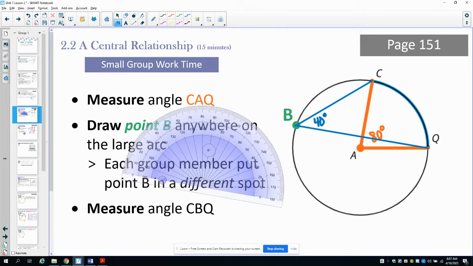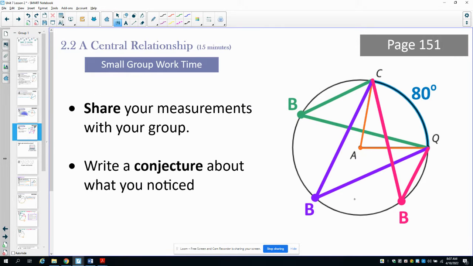It depends on where you drew your angle. If you're doing this at home, you obviously don't have a group that you're doing it with. But here are some different possibilities that could have happened. We had an 80-degree central angle, which meant that this arc was also 80 degrees. When B was drawn here, we get 40 degrees for this angle. When B was drawn here, we're getting 40 degrees for this angle. And when B was drawn over here, we're getting 40 degrees for this angle.